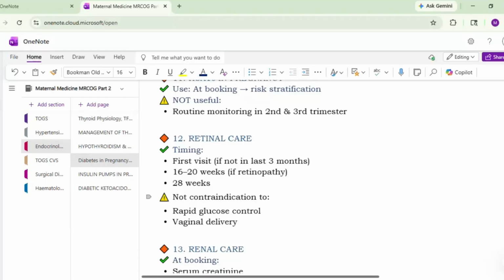So it is not a contraindication to rapid glucose control or vaginal delivery.